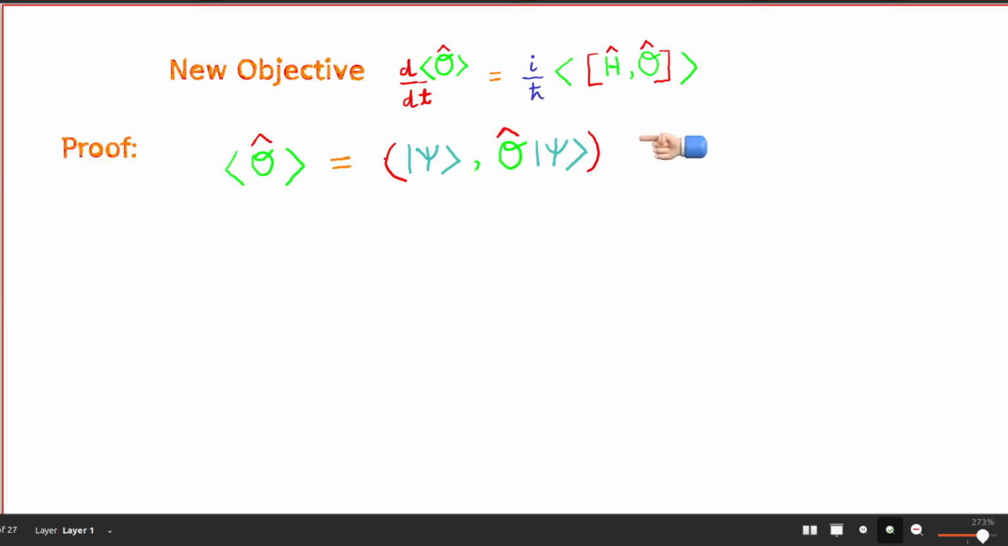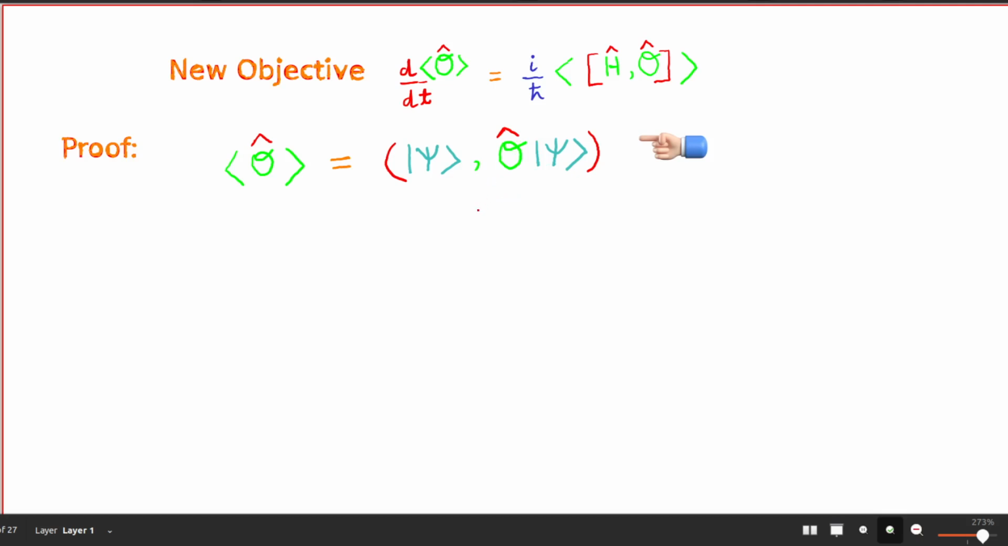For this, we first write down the expression for the expectation value of observable O. This is the expression. It is the inner product of state psi, where we are taking the expectation value of observable O in state psi. So this is equal to the inner product of state psi with the state obtained by acting with observable O on the given state psi.